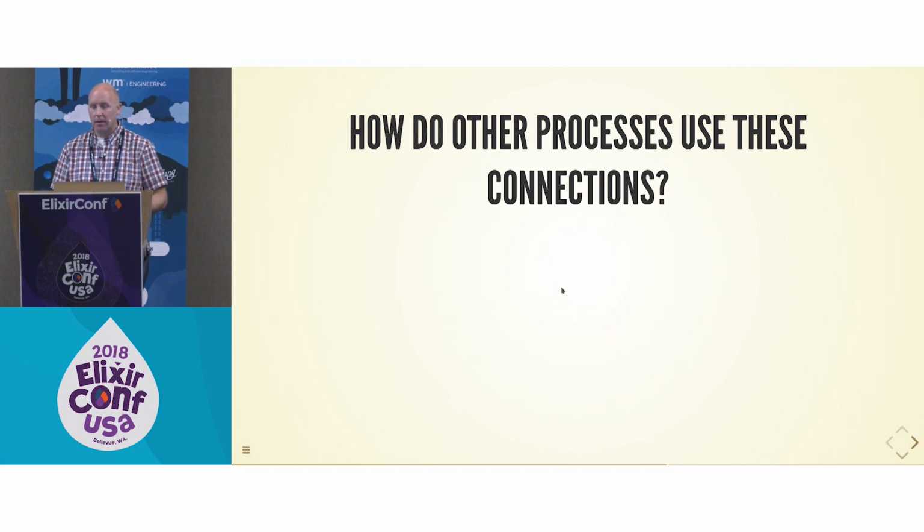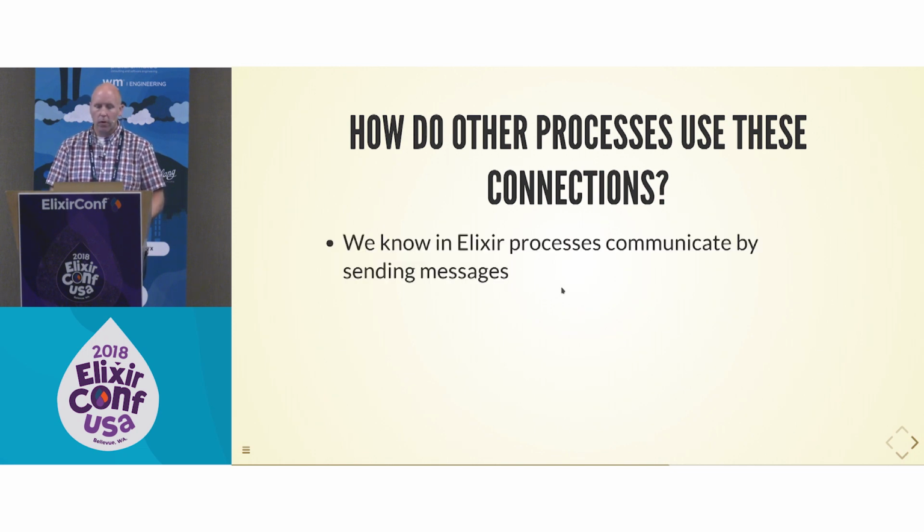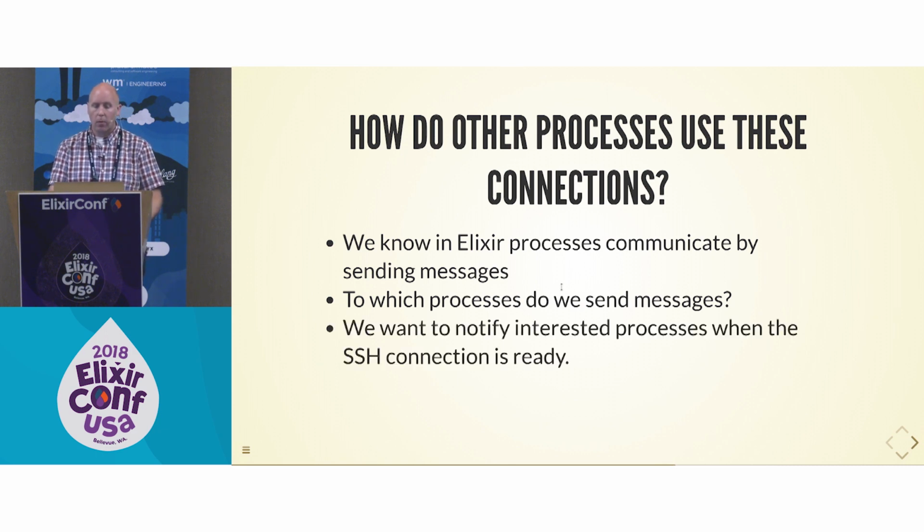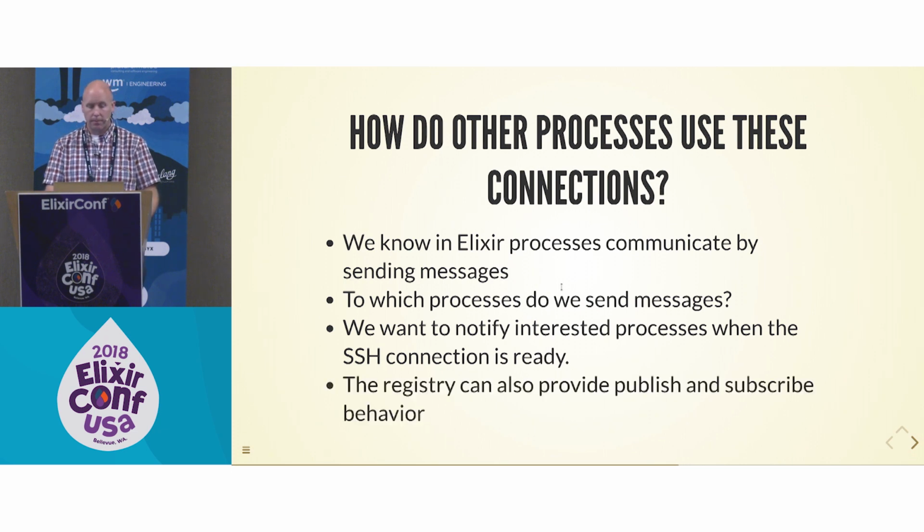But now that we have this, how do other processes use these connections? We know in Elixir that processes communicate by sending messages. But to which processes do we send these messages? We may not know that at runtime. And we want to notify any interested processes when these SSH connections are ready. You know, we're using network connections here, so these processes may take a little time to get established. Fortunately, registry can also provide publish and subscribe behavior.